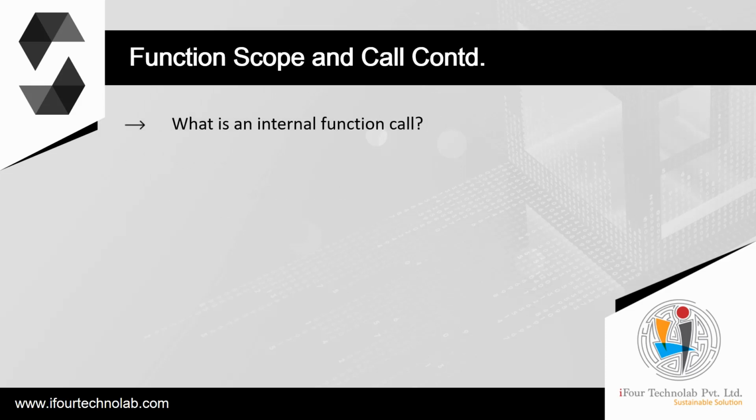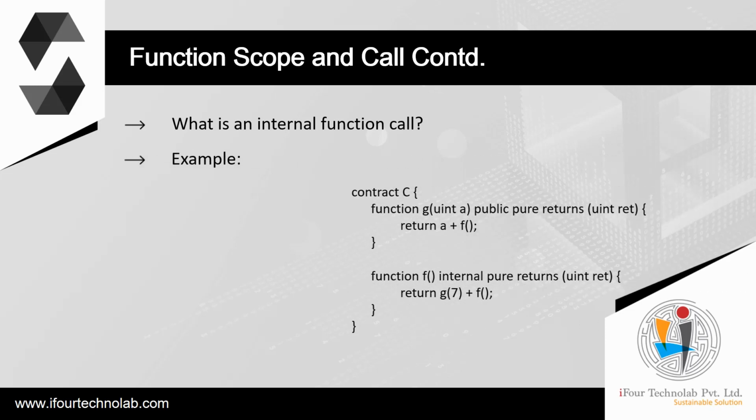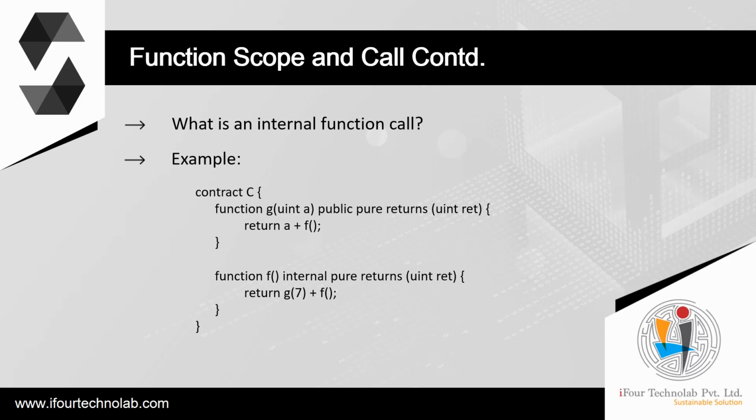Internal function calls. Functions of the current contract can be called directly, internally, also recursively. Example. These function calls are translated into simple jumps inside the EVM. This means that the current memory is not cleared, that is, passing memory references to internally called functions is very efficient. Only functions of the same contract can be called internally.